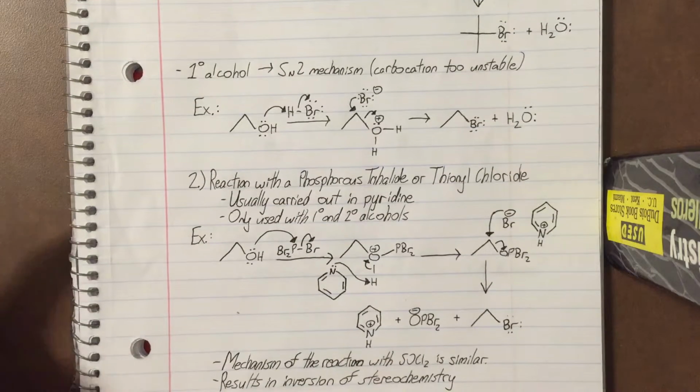It should be noted that this reaction results in an inversion of stereochemistry. So if the reactant is an S enantiomer, then the product will be an R enantiomer.